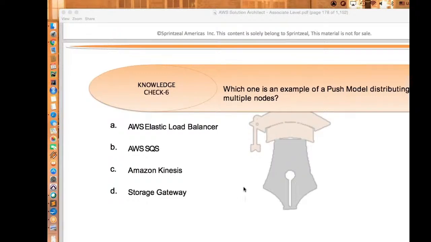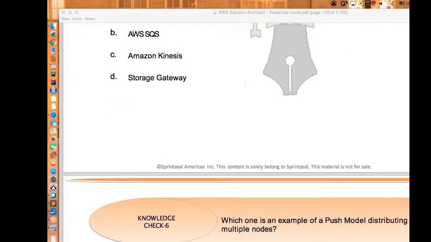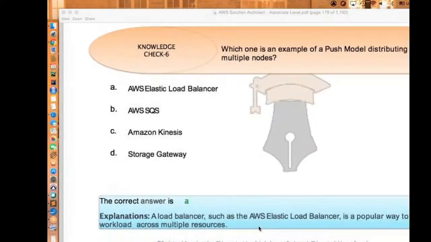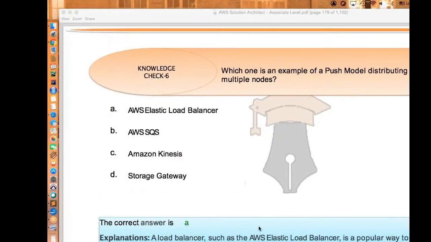So let's say you are getting more requests and the existing service is not in a position to take that request. Automatically the load balancer will create one more server and route the new request to the third one or the fourth one, the additional one. So A, the load balancer, is the correct answer.